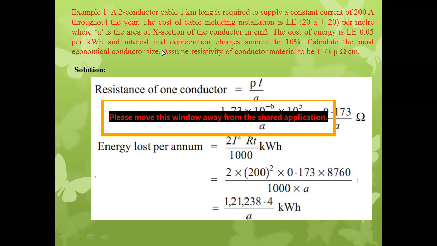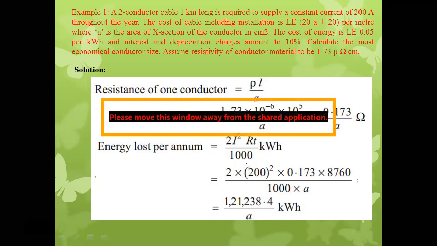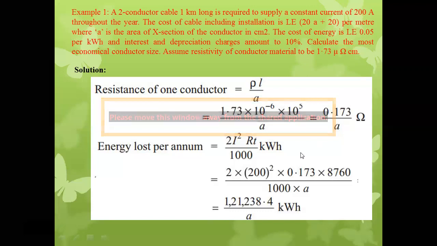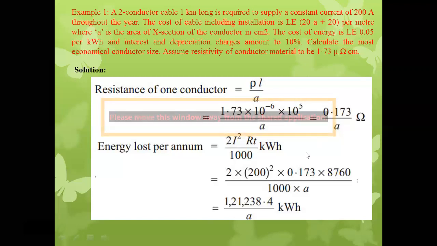So resistance of the conductor, we know, is rho L by A. So R is equal to rho, the specific resistance of the conductor, that is the resistivity, 1.73 into 10 to the power of minus 6, because there is a micro, micro means minus 6, into 10 to the power of 5, divided by A. A is unknown over here.